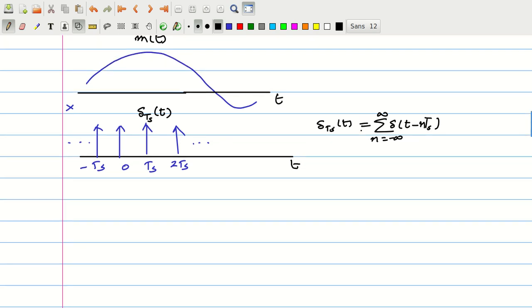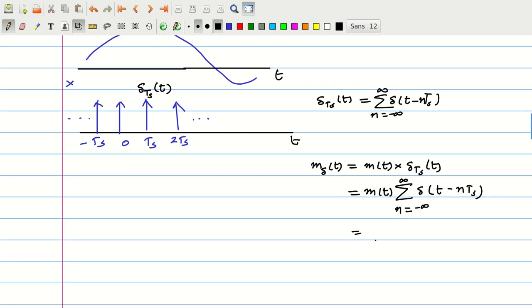Now let us assume that when m(t) and the impulse train are multiplied, we get another signal which is m_delta(t). So m_delta(t) is equal to m(t) into the impulse train. So what do we get? It is equal to m(t) into summation n from minus infinity to plus infinity delta(t minus nTs).